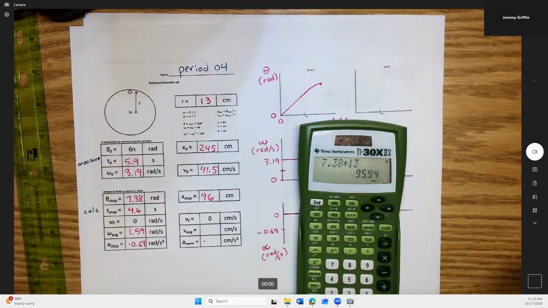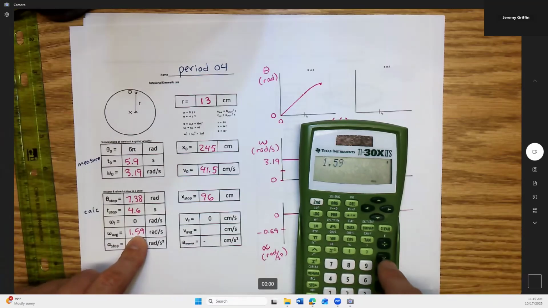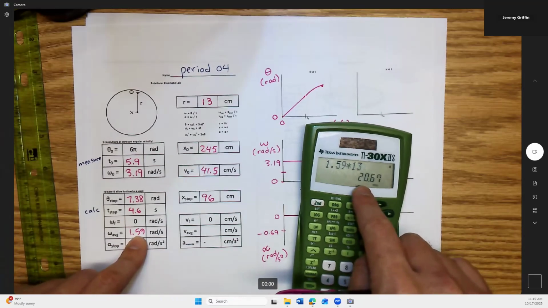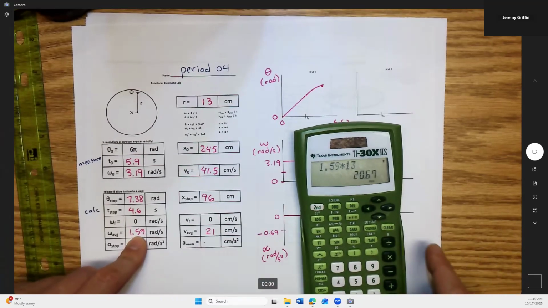Are your numbers working too? You guys see where I'm getting all these from? Who has a question? No? Okay. How about this average right here? You take the average angular velocity and multiply it by r, which for me, 13 centimeters, is about 21 centimeters per second, something like that.